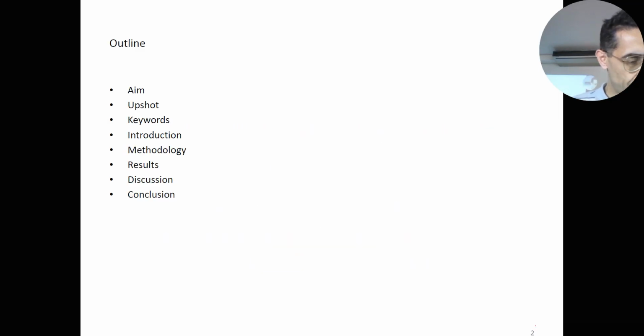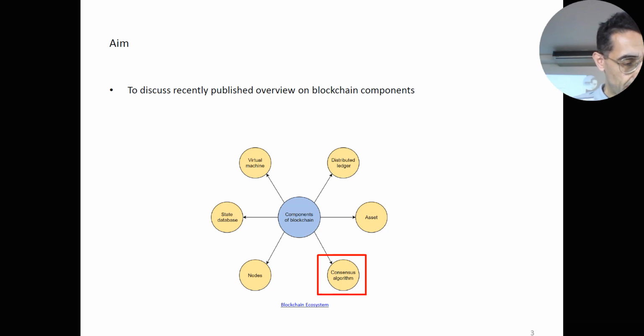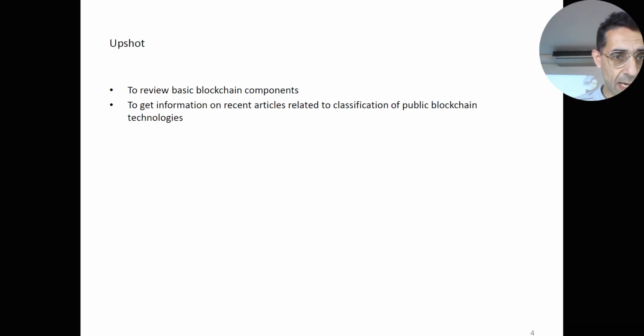Okay. So I begin by discussing the aim, upshot, and keywords of the presentation. I continue with discussing the parts of the paper. The aim of the presentation is to discuss a recently published review of literature on classification of blockchain components. The upshot is to review the fundamental parts of the blockchain technology and get information on techniques that the research community employs to classify complex blockchain components for better understanding.